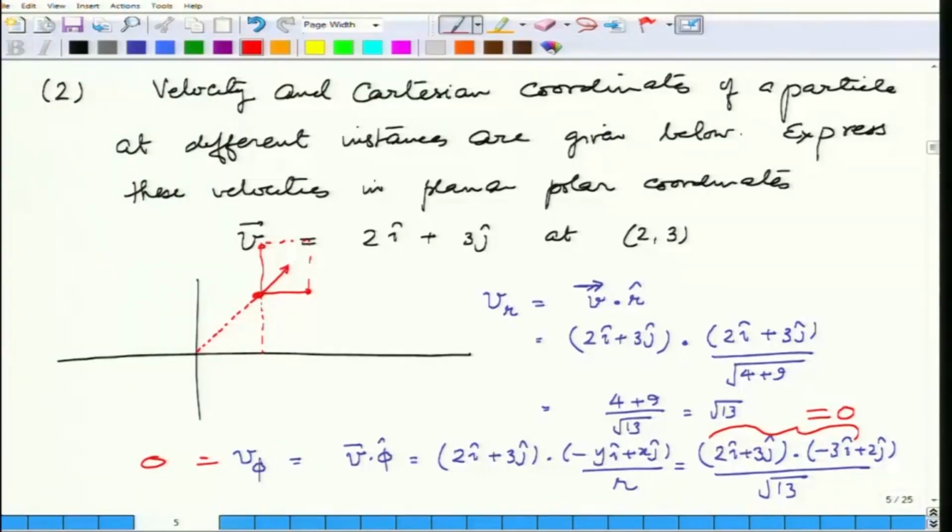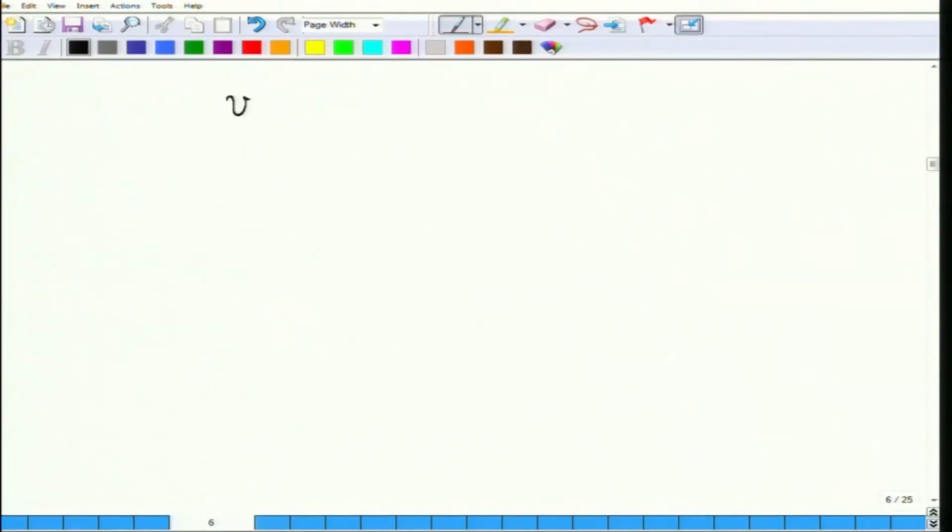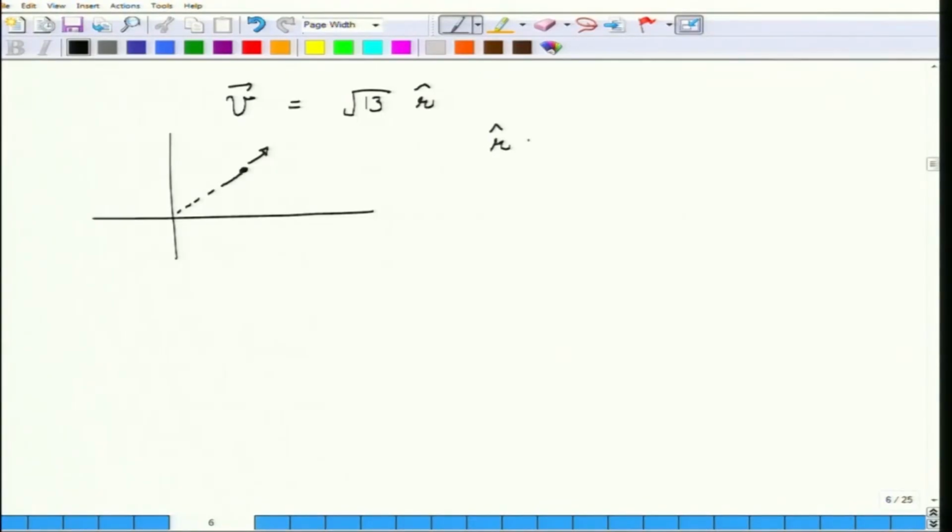The velocity in this case is radial, and therefore it can be written as v equals root 13 r unit vector. Keep in mind that at this instant the particle is moving in the radial direction, but the radial unit vector keeps on changing as the particle changes position. I emphasize again that r unit vector is xi plus yj over r, and therefore it depends on x and y. It's not a fixed unit vector in space.